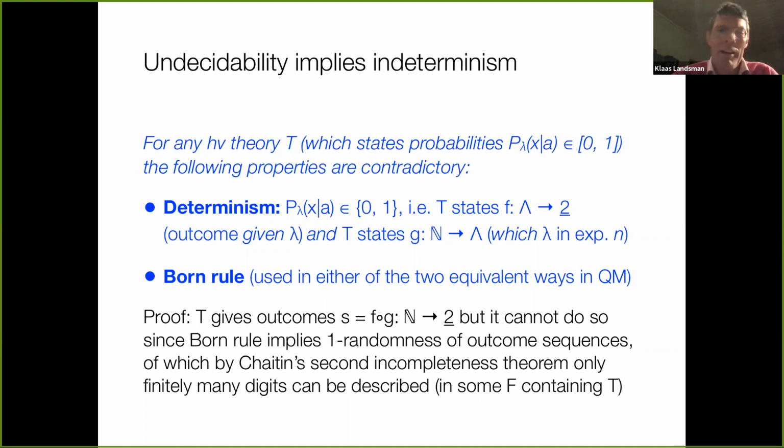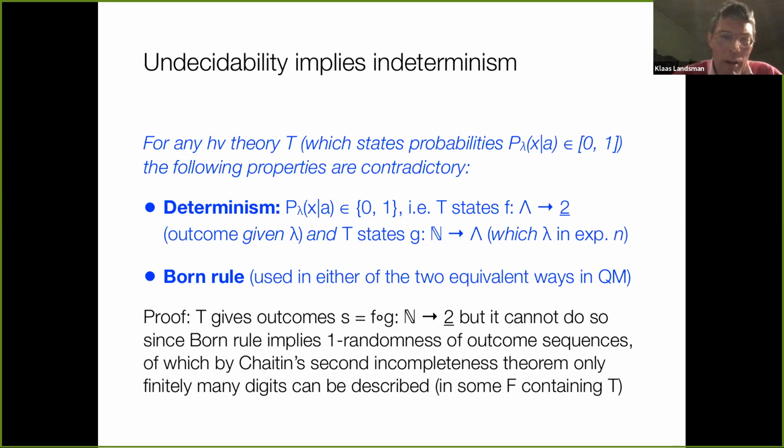But I also require, as I announced at the beginning, that the theory T states which lambda, which value of the hidden variable, occurs in experiment number n. And again, I will argue why I think that this should be part of determinism. So that's my definition of determinism. And this is incompatible with the Born rule. You can use either the Born rule for the entire run of experiments seen as a single quantum mechanical experiment, or you do it case by case; it leads to the same result. And the proof of the contradiction is not trivial because it relies on Chaitin's incompleteness theorem, but it's very easy, in fact.